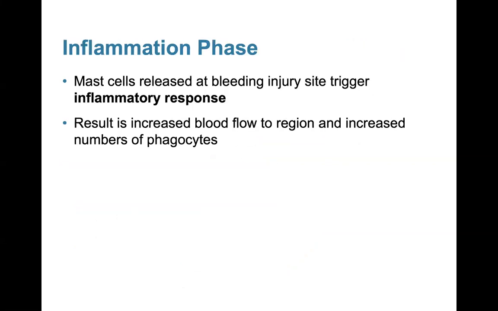During the inflammation phase, mast cells, which are white blood cells, released at the bleeding injury site will trigger an inflammatory response. The result is increased blood flow to the region and an increased number of phagocytes. Phagocytes are white blood cells that will eat up any bacteria or pathogens, but they will also take care of any cell debris.